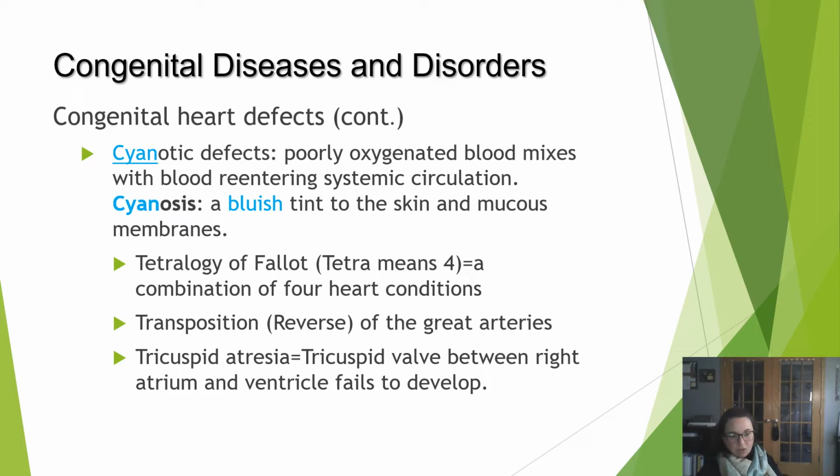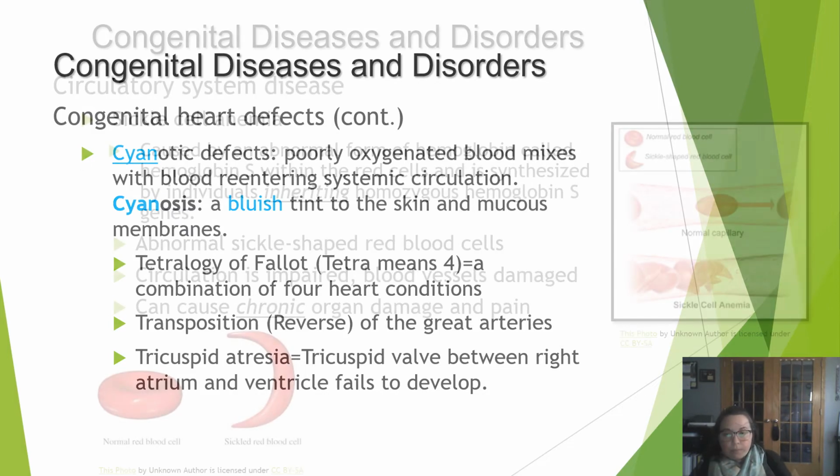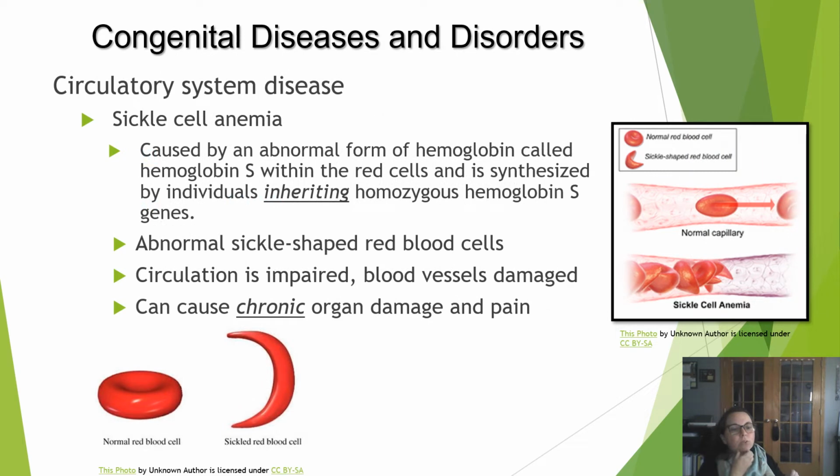Cyanotic defect can also occur with transposition, which is the reverse of the great arteries, and then there is tricuspid atresia. The tricuspid valve is between the right atrium and the ventricle, and this condition is where the valve does not develop. All right, circulatory system diseases include sickle cell anemia.